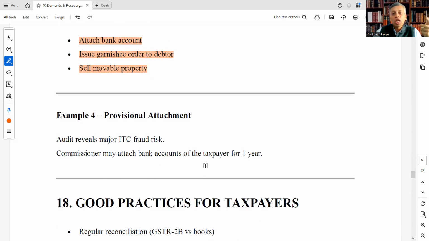Example 4, provisional attachment. Audit reveals major ITC fraud risks. So the commissioner may attach bank accounts of the taxpayer for 1 year. Okay, that is the example on provisional attachment.